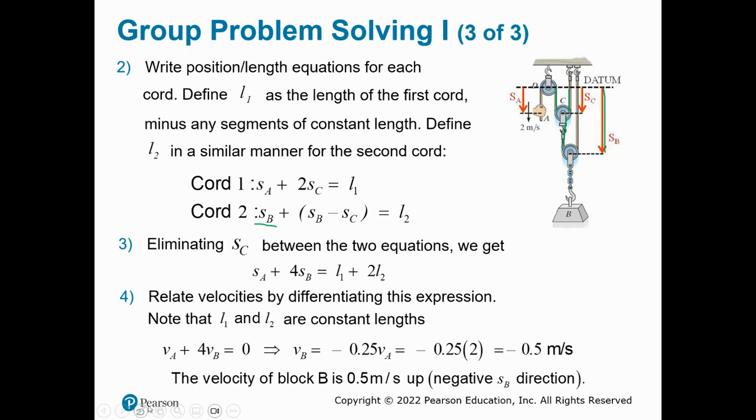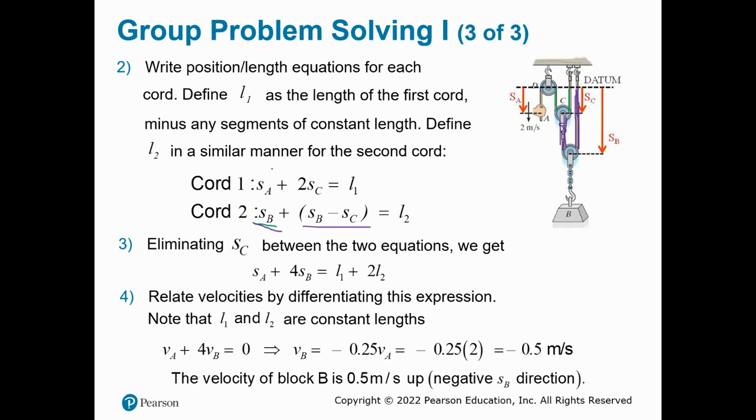Let me use a different color actually for the second equation. I may use purple. It's a little more noticeable. SB, it's this portion I need for the second cable. I need this portion plus this portion. That means the purple one, the first portion is going to be your SB right there. And then the second portion is going to be SB minus SC. Together these give me L2.